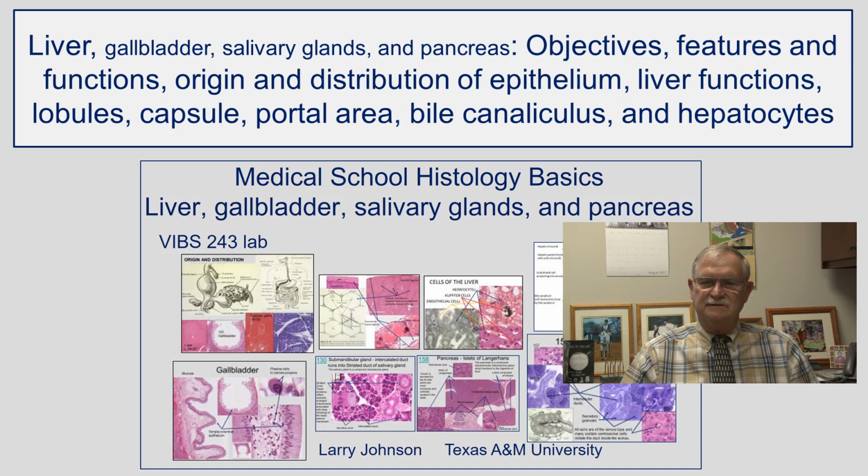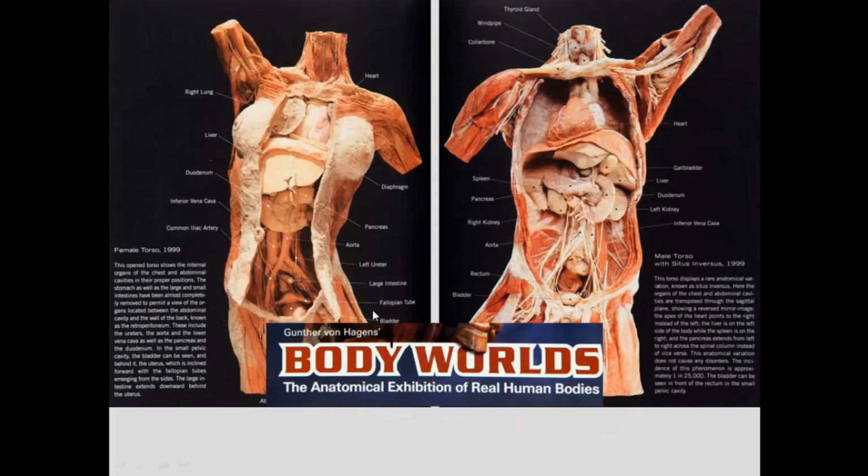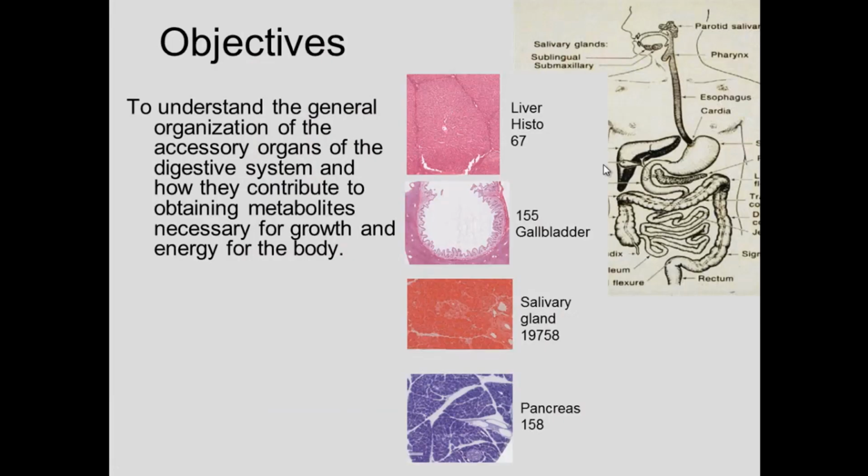We'll be talking about the objectives, features, functions, origin, distribution of epithelium, liver functions, the lobules, capsule, portal area, bile canaliculi, and hepatocytes. And here we can see in this Body Worlds rendition of a female and male, you can see the diaphragm here, and there's the liver, the pancreas in through there, the stomach would be in there as well, duodenum, liver, gallbladder. We can see the different organs associated with the digestive tract.